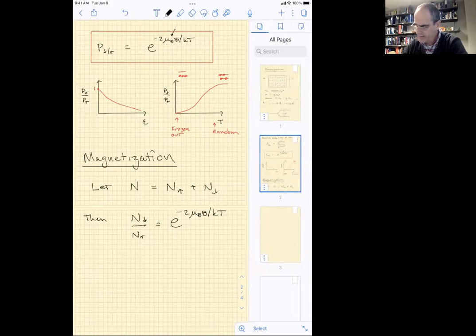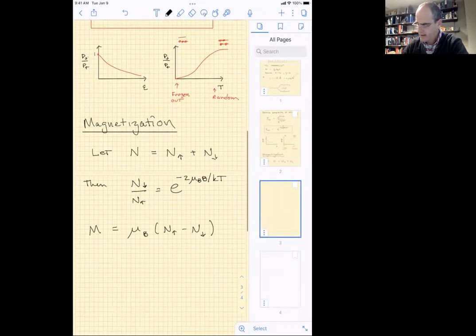And in that case, the magnetization will be something that we can calculate. Of course, the magnetization should just be mu B times the number that are spin up minus the number that are spin down. If we had equal numbers of spin up and spin down, then of course they cancel out and we'd have no net magnetization. It's only when we have an imbalance that we get a finite magnetization.